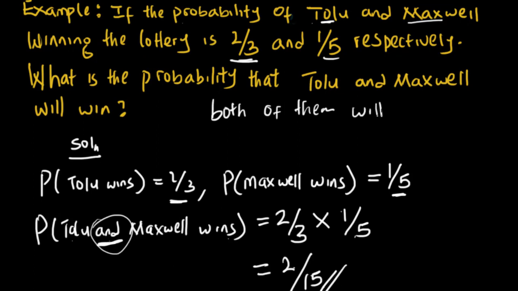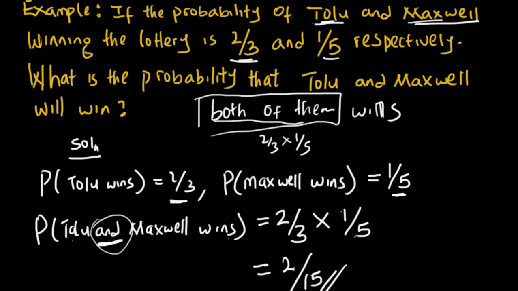Now if you are asked what's the probability that both of them will win or wins, now the probability that both of them wins means Tolu wins and Maxwell wins. So it's the same thing as 2/3 times 1/5. Do you understand? So what I want to note is that when you see both of them wins, it's the same thing as Tolu and Maxwell, so you multiply. Can we take another example?